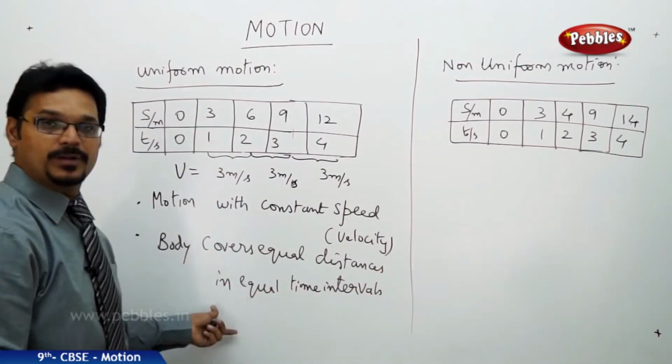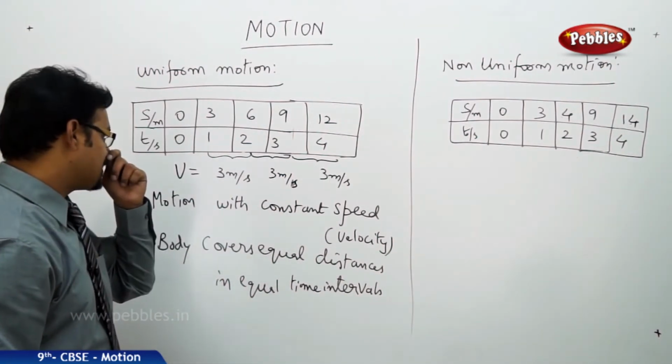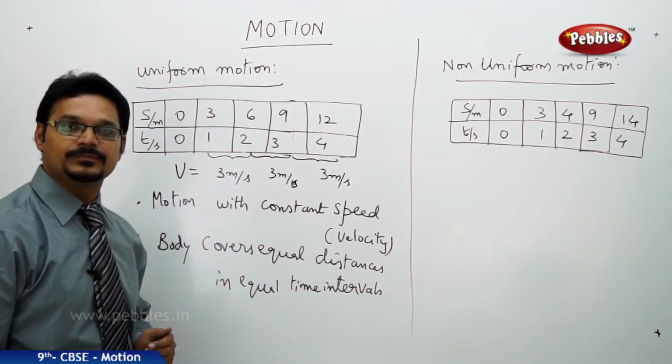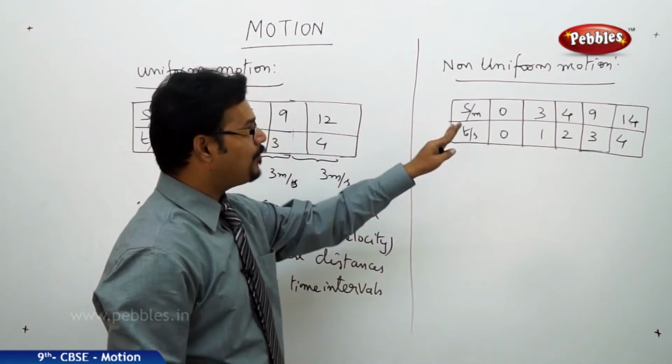Equal distances in equal time intervals, or the motion with a constant speed. In this example, the constant speed is 3 meters per second. That is uniform motion. Now coming to non-uniform motion, the opposite of uniform motion.